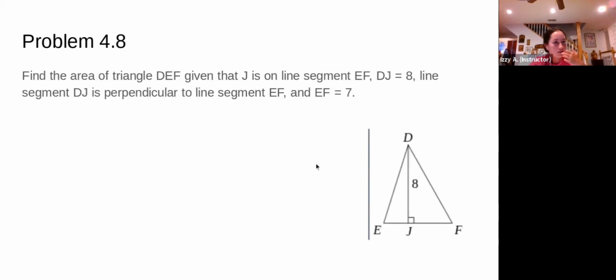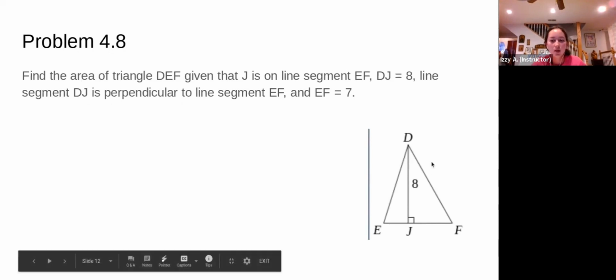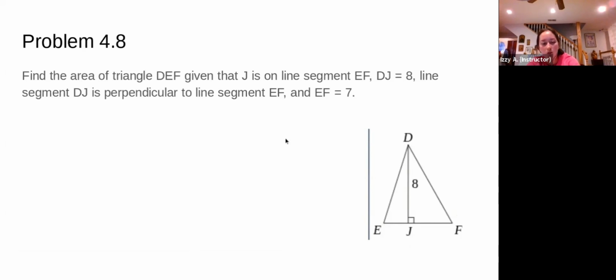Okay, so next we have problem 4.8. In problem 4.8, we want to find the area of triangle DEF, given that J is on line segment EF, DJ is equal to 8, line segment DJ is perpendicular to line segment EF, and EF is equal to 7. So we can figure out the area by going with what we just learned.